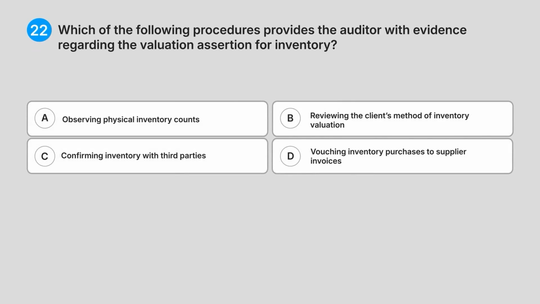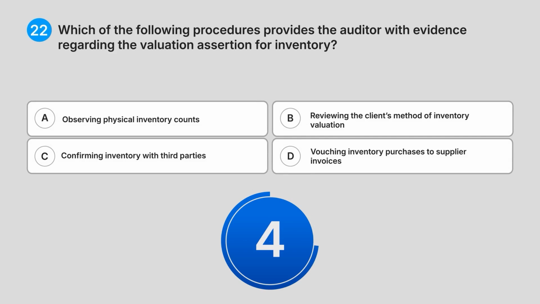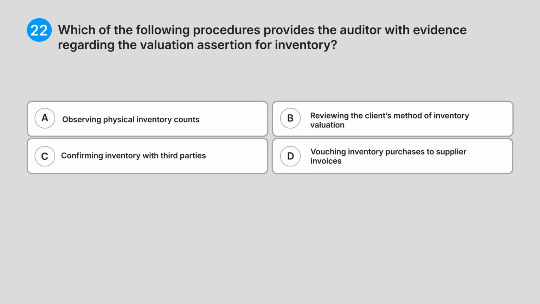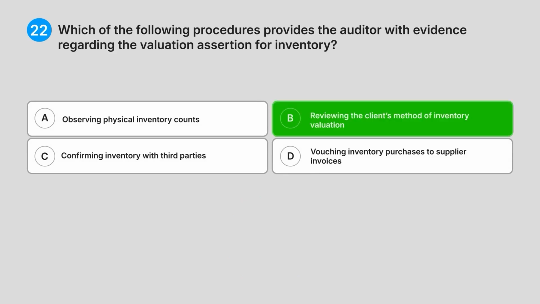22. Which of the following procedures provides the auditor with evidence regarding the valuation assertion for inventory? A. Observing physical inventory counts. B. Reviewing the client's method of inventory valuation. C. Confirming inventory with third parties. D. Vouching inventory purchases to supplier invoices. Do you know the answer? Correct answer, B. Reviewing the client's method of inventory valuation.